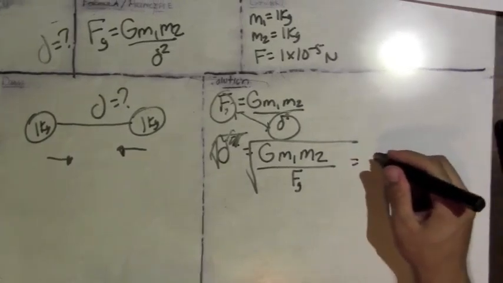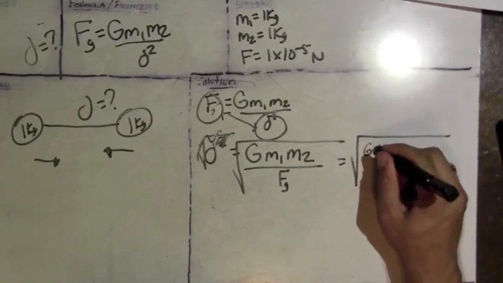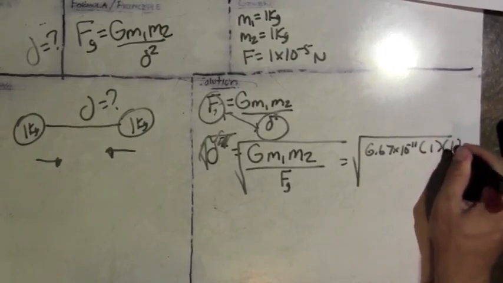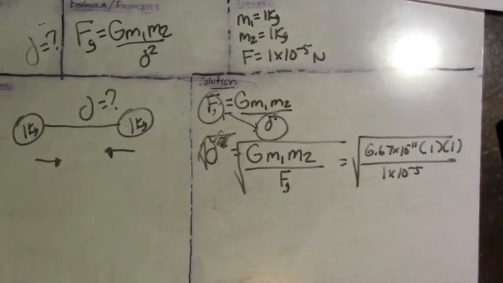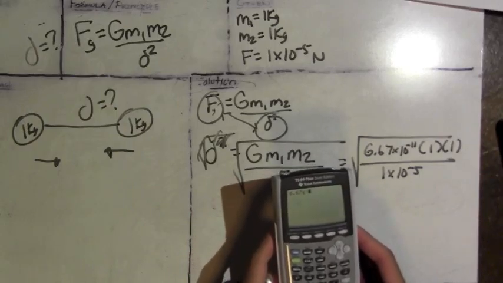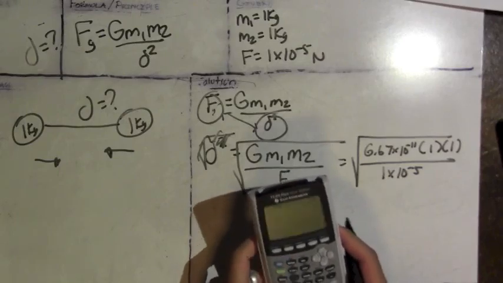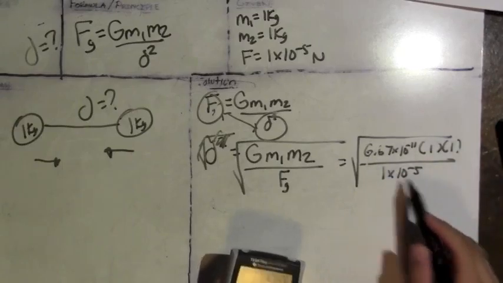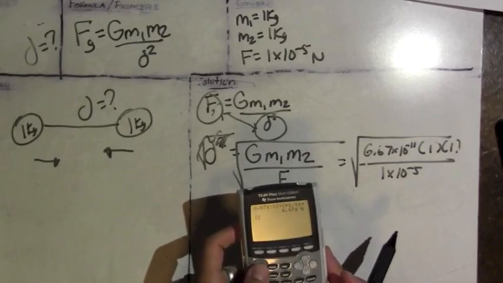So now, the square root of 6.67 times 10 to the minus 11th times 1 divided by 1 times 10 to the minus 5th, and that would allow me to figure out my distance. So I'd say 6.67 e minus 11 times 1 divided by 1 e negative 5. Now this is the value of all of these numbers right here. So at this point, what I need to do is take the square root of it. So I take the square root at the end.